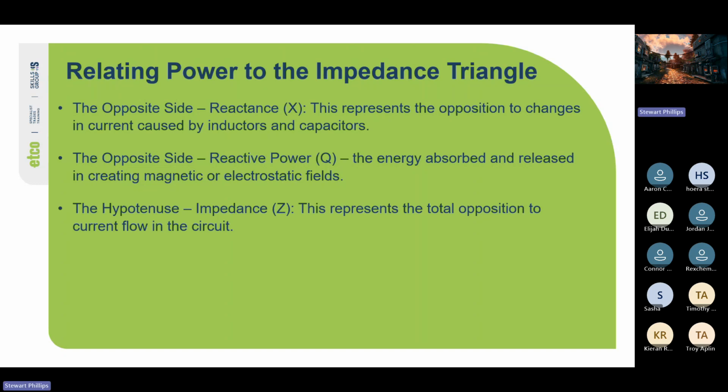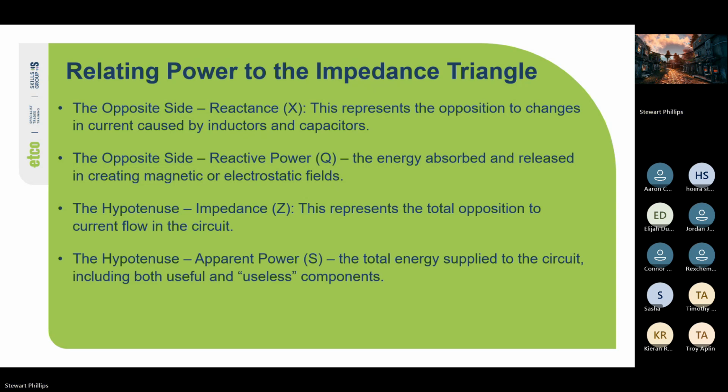Cool. Then we have the hypotenuse, or the impedance, Z. This represents the total opposition to current flow in the circuit. It can be likened to our apparent power, the total energy supplied to the circuit, so not used by the circuit, but supplied to the circuit, including both the useful and useless components. Even though the useful output power may be less than the total value, we must always size the cables, fittings, and protective devices for the apparent power, as it represents the full demand placed on the system.